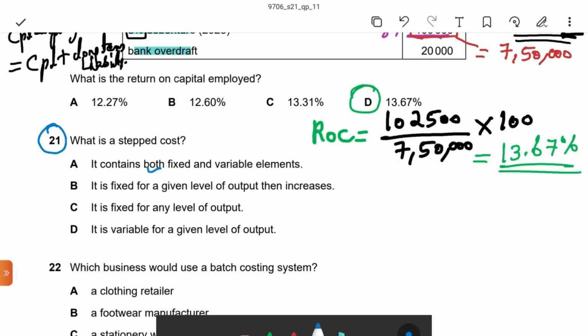Then next, it is fixed for a given level of output, then increases. Yes, that is the correct answer. It is fixed for a given level of output, then it increases from that level, then again remains fixed. So B is the most perfect answer. Next, it is fixed for any level of output. No, it is not fixed for any level of output; at a particular level it is variable. So the perfect answer is that it is fixed for a given level of output, then it increases.